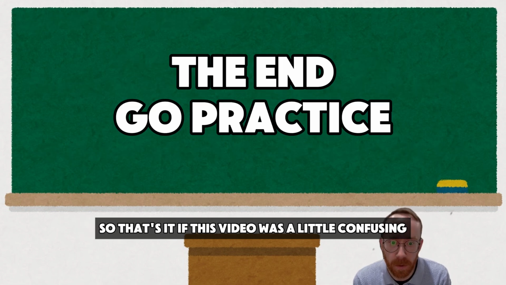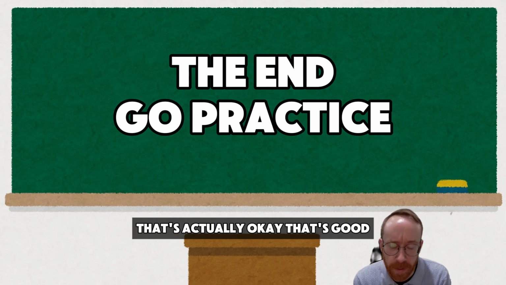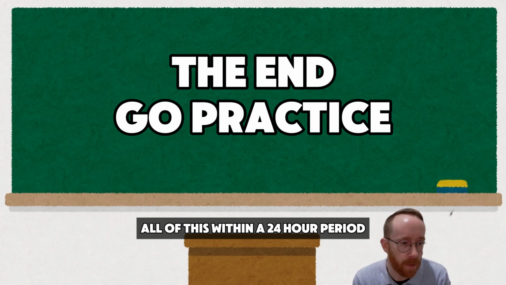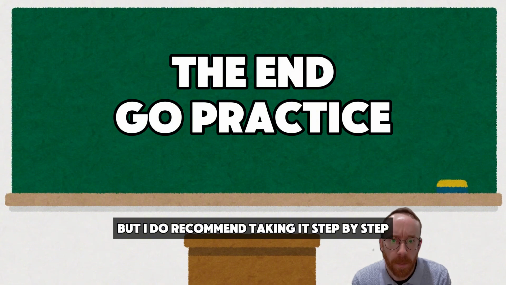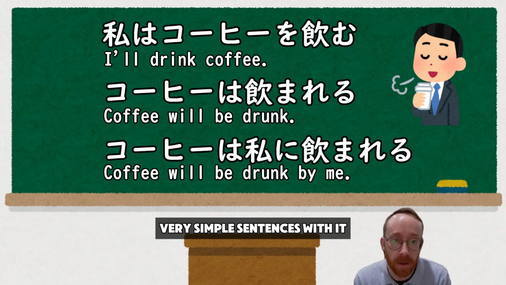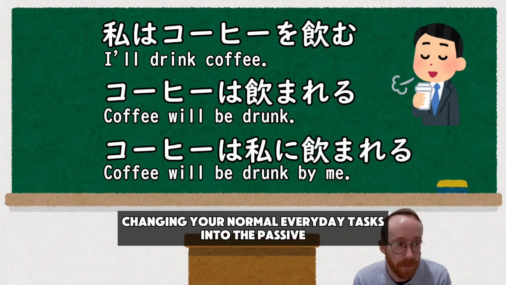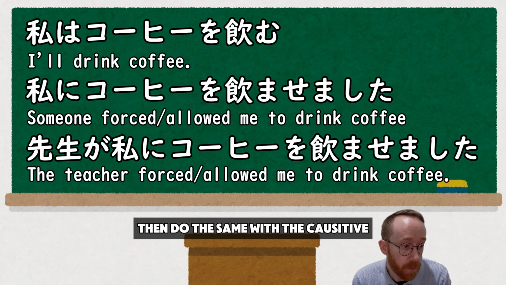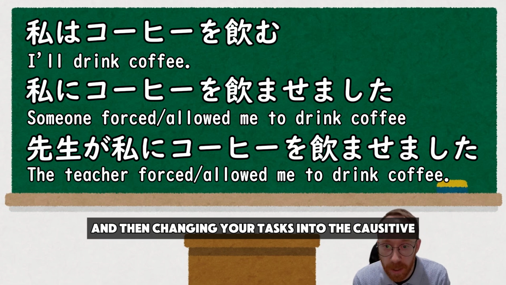So that's it. If this video was a little confusing, if your head is buzzing a little bit right now, that's actually okay, that's good. You shouldn't expect to memorize all of this within a 24-hour period, but I do recommend taking it step by step. Go back to the passive, do the conjugation, and then make very, very simple sentences with it, changing your normal everyday tasks into the passive. Then do the same with the causative, doing the conjugation, and then changing your tasks into the causative.